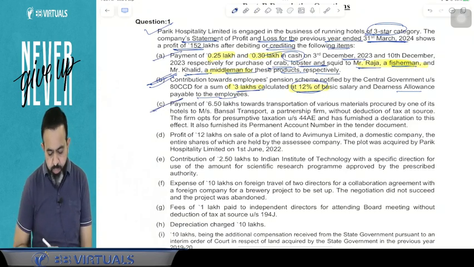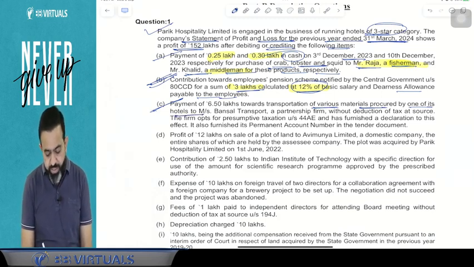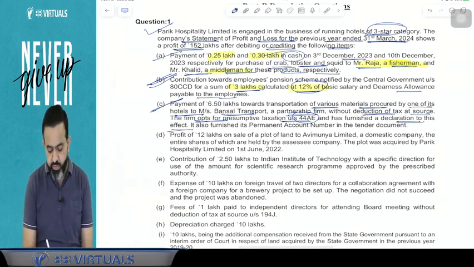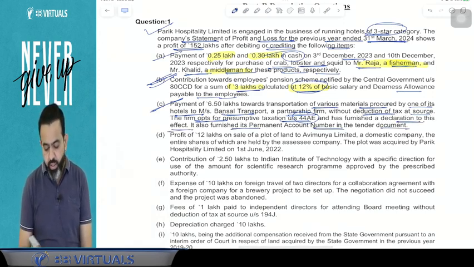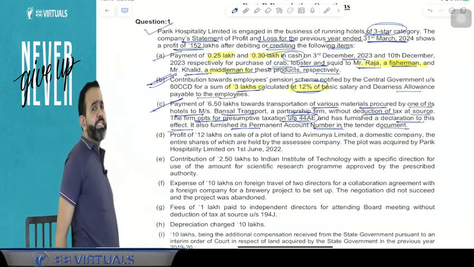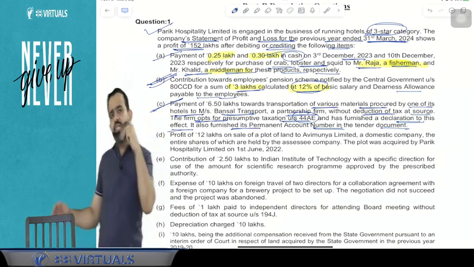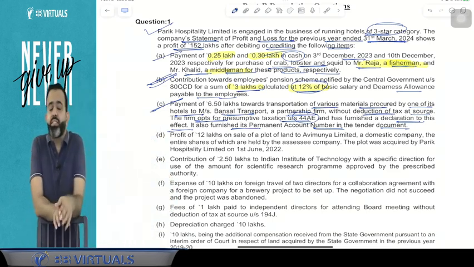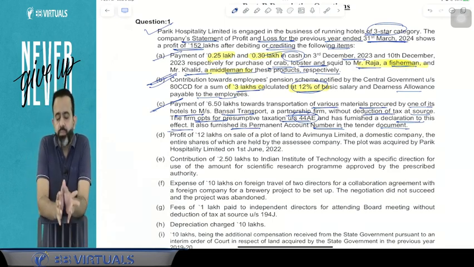After that, payment of 6.5 lakh towards the transportation of various material procured by one of its hotels to Messrs. Bansal Transporter, a partnership firm, without deduction of tax at source. The firm opted for the presumptive taxation under section 44AE and has furnished a declaration to this effect. It has also furnished a PAN number in the tender document. Now, try to understand, we will discuss this in the TDS topic. In the TDS topic, I will show you, there is section 194C.